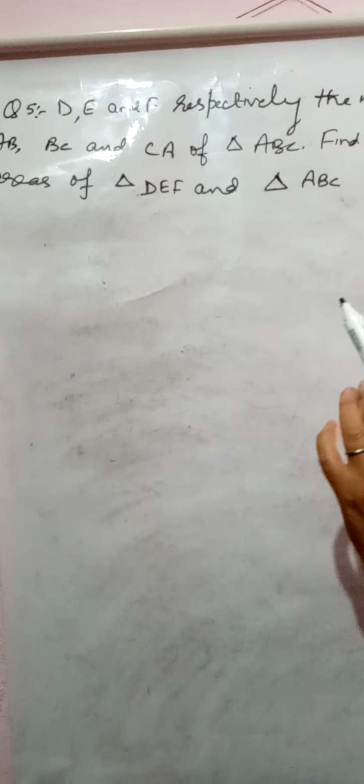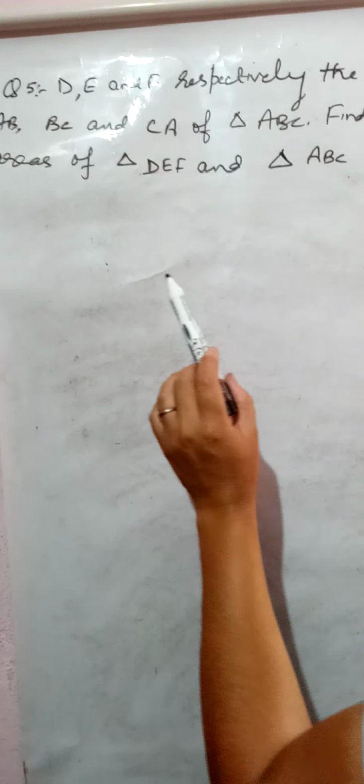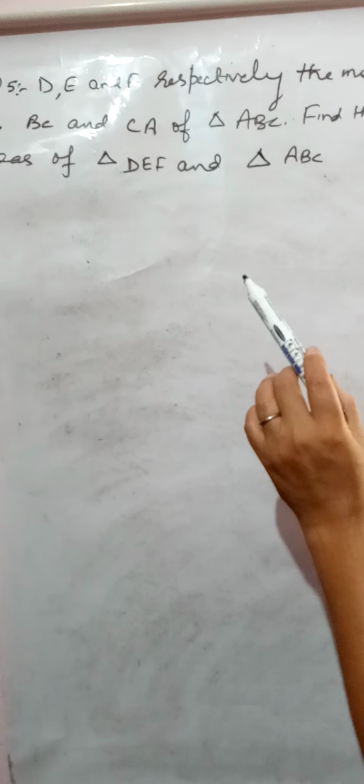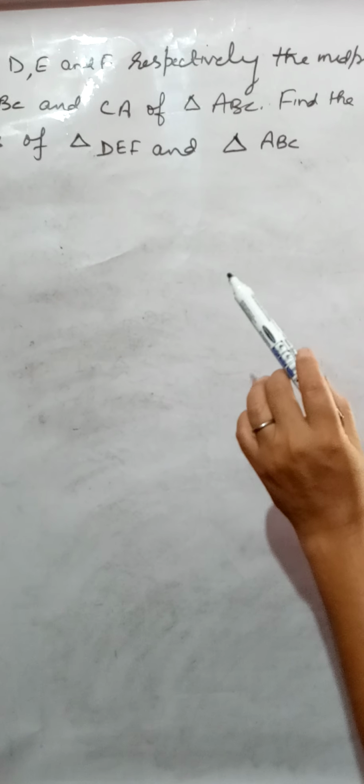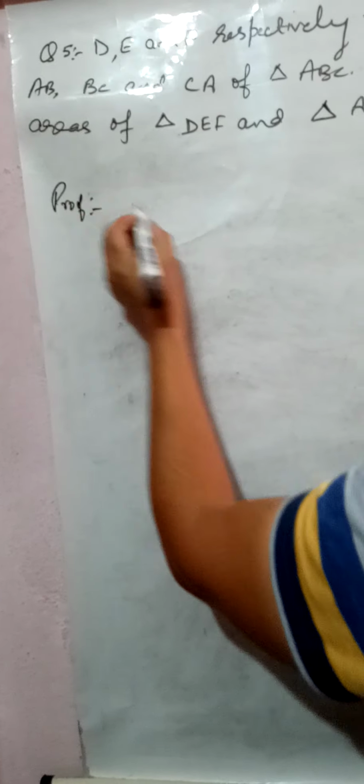We need to show the ratio of the areas of triangle, meaning the area of triangle DEF, and we have to take its ratio with ABC. We are not given a figure, so first of all we have to draw a figure.